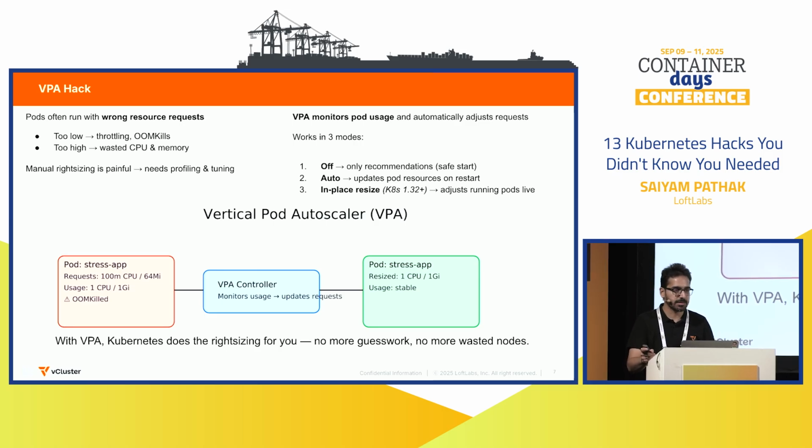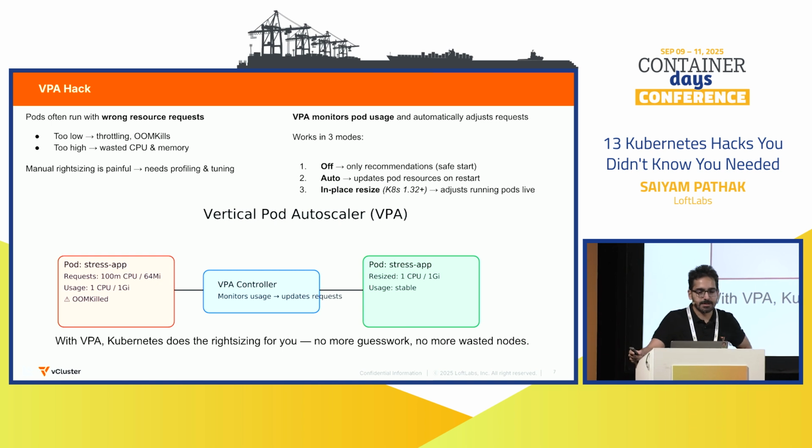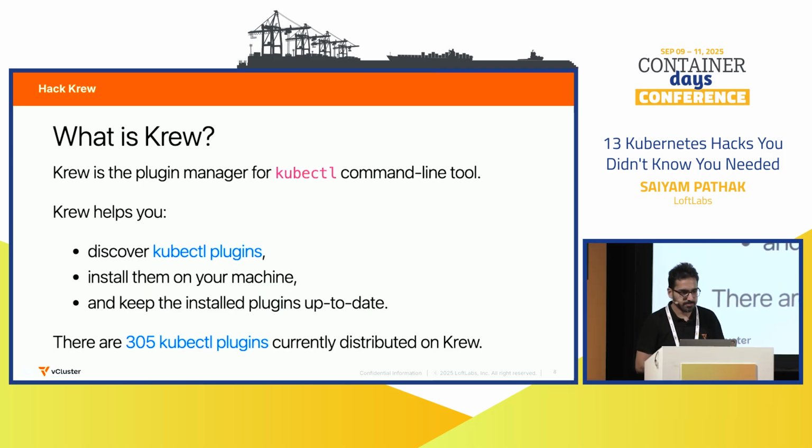And then in-place will be something that adjusts the live running pod so that there are fewer dropped connections. So with VPA, Kubernetes does the right sizing for you, and no more guesswork, no more wasted resources.